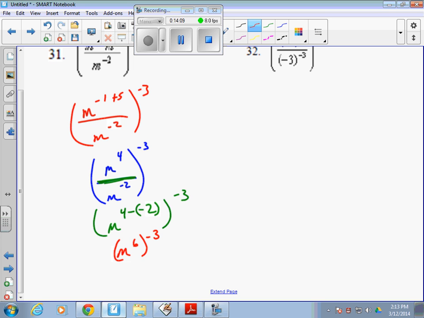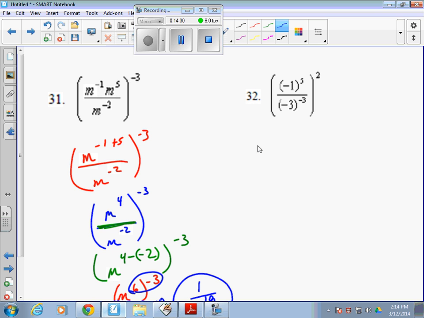If it's being raised to a negative exponent, it has to ride the elevator going down. So it's a power to a power. It becomes M to the negative 18 because you multiply them, which is 1 over M, since it rides the elevator down, to the positive 18.